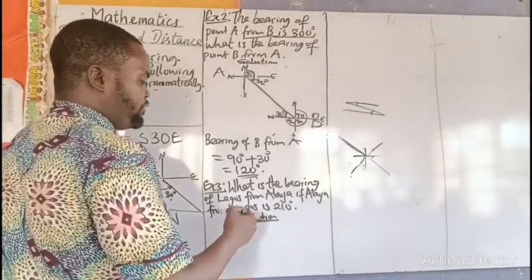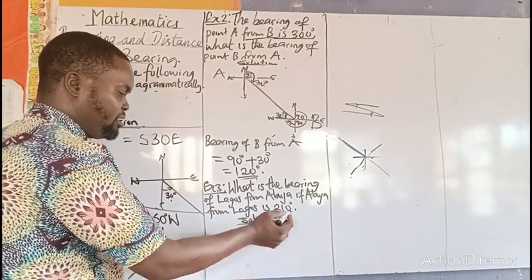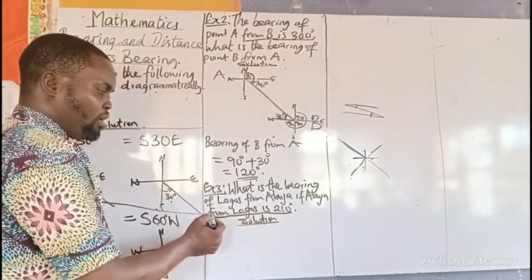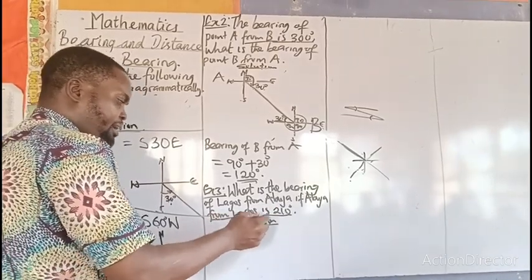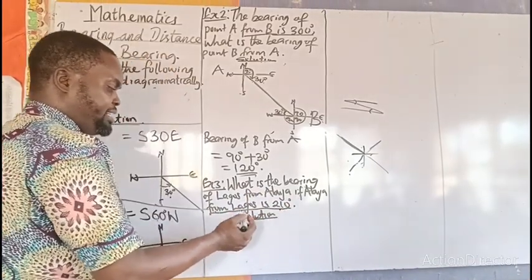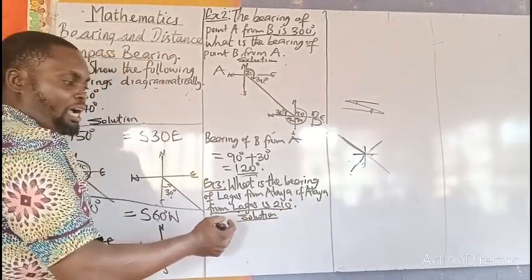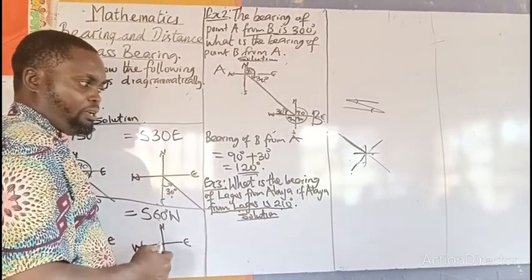Now, which one are we going to read first? Are we going to read Lagos or Abuja first? Where did they give us 210? If Abuja from Lagos is 210, this 210 is from Lagos. So that means we are drawing Lagos first. Are you seeing it? Yes.